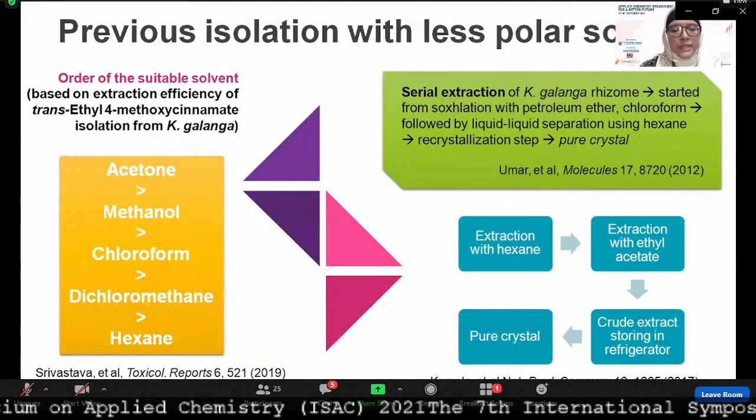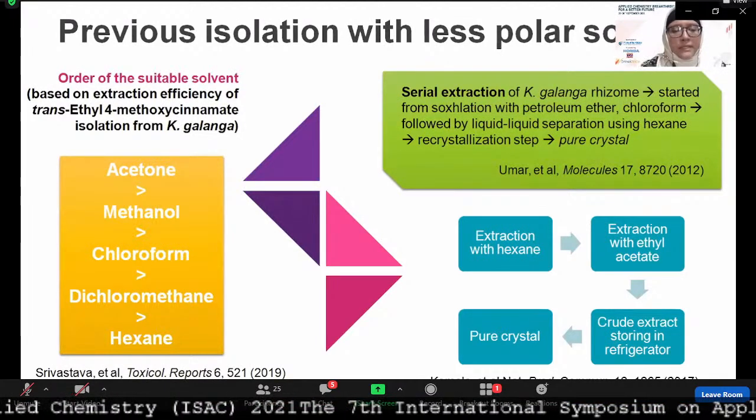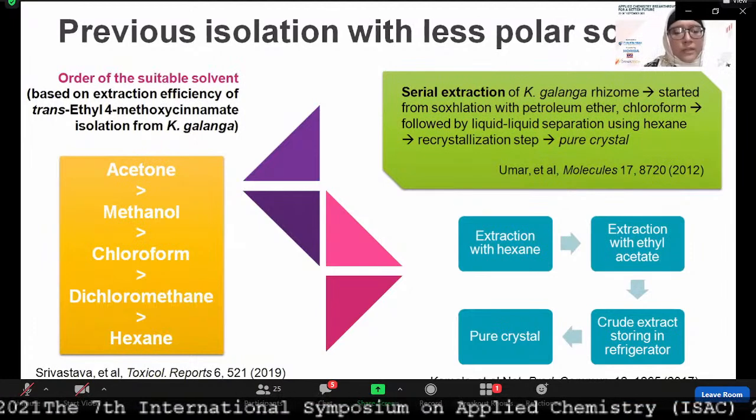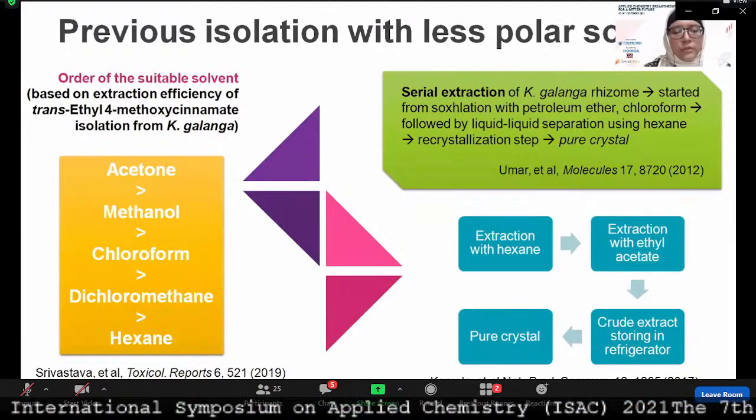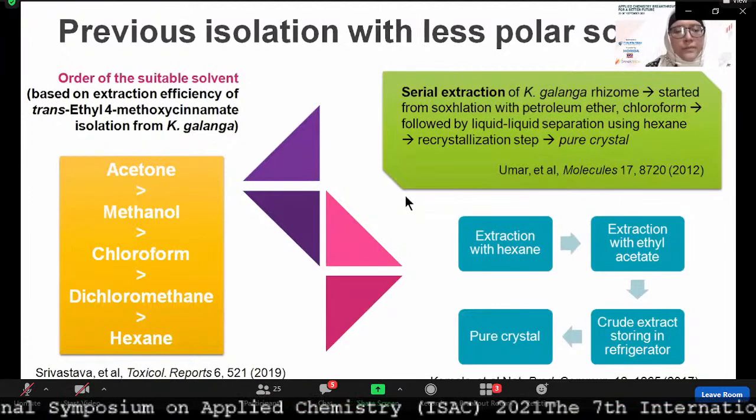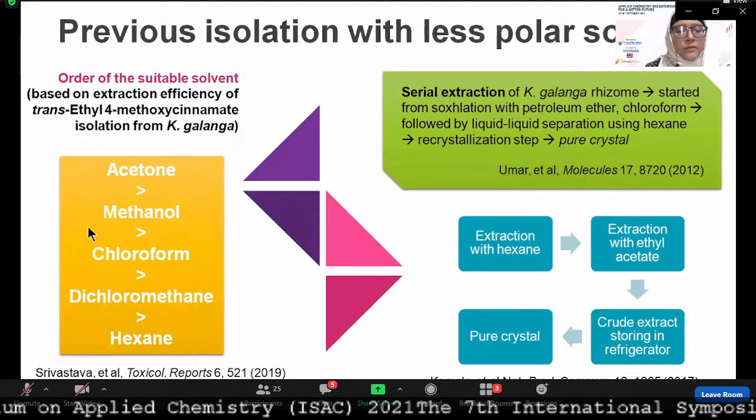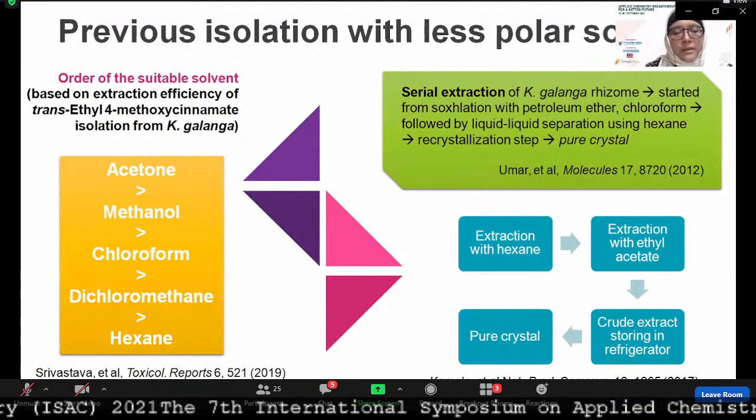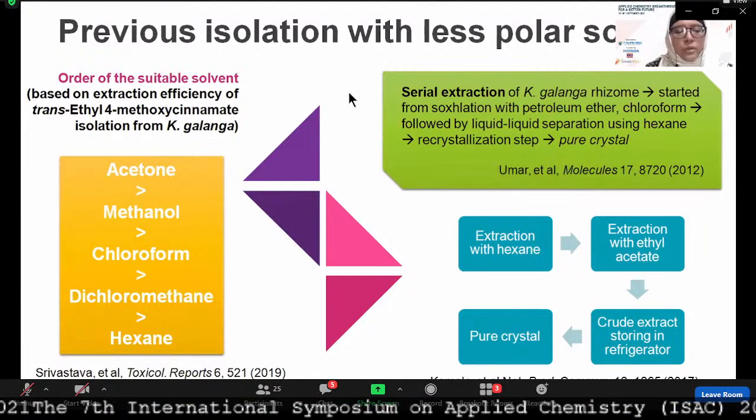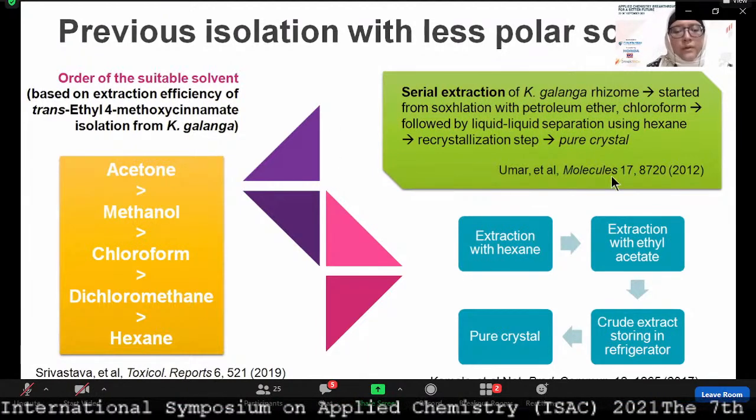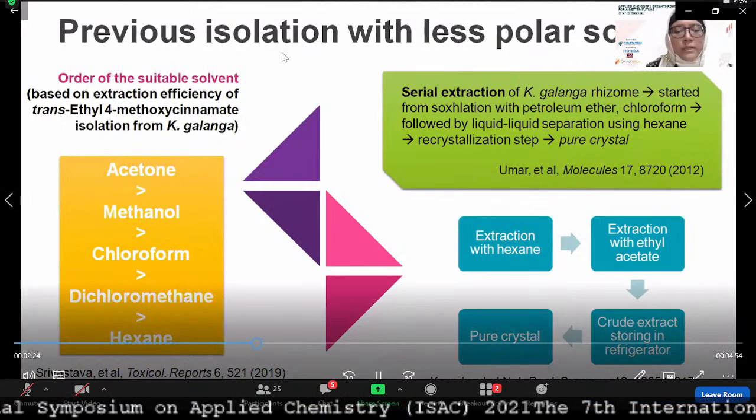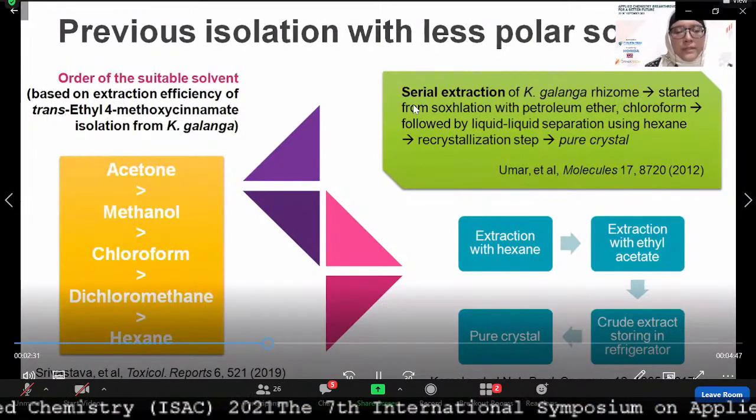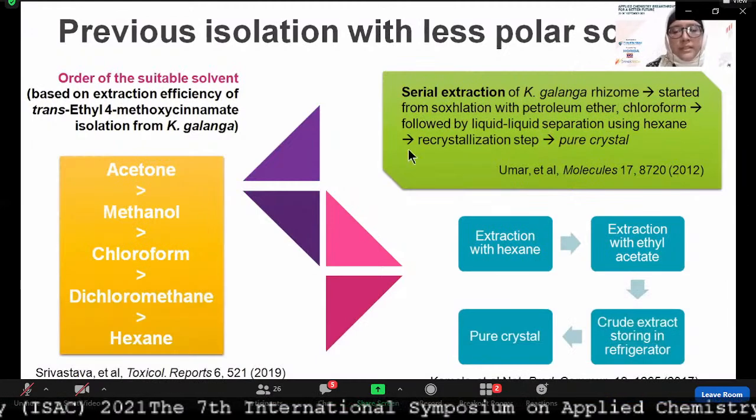From the extraction efficiency of trans-ethyl 4-methoxycinnamide isolation from Kaempferia galanga calculated by the study reported in 2019, it showed that the order of suitable solvents starts from acetone, methanol, chloroform, dichloromethane, and then the least preferred, the less polar solvent hexane. The serial extraction conducted with petroleum ether, followed by chloroform, and then liquid-liquid separation using hexane, can obtain the pure crystal after a recrystallization step.